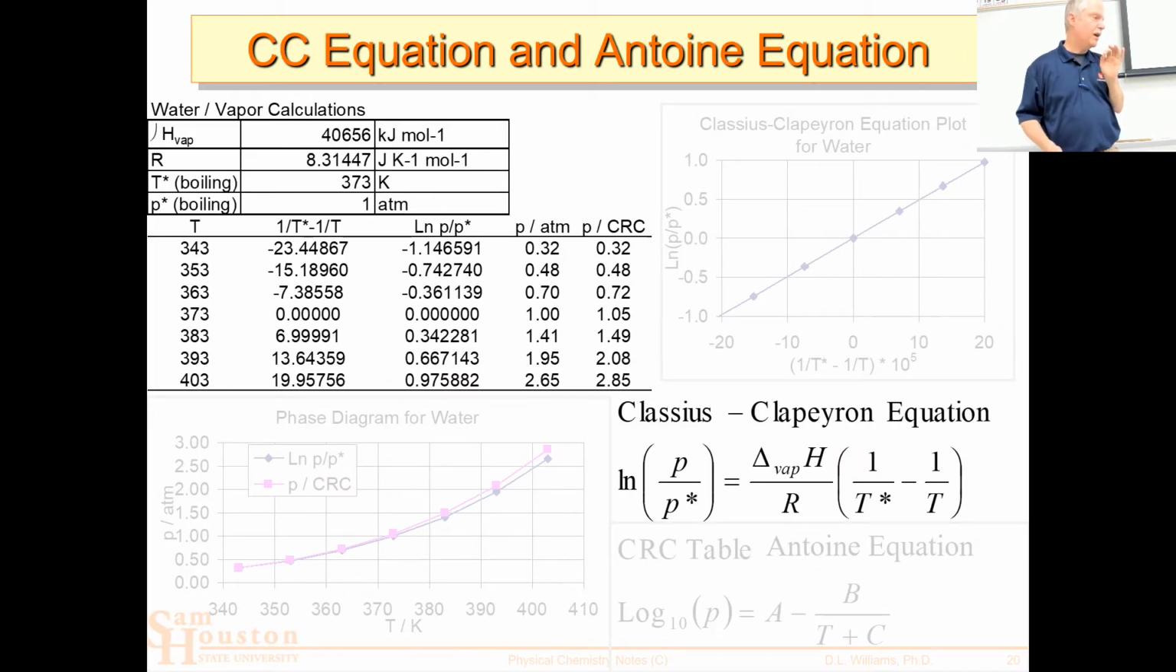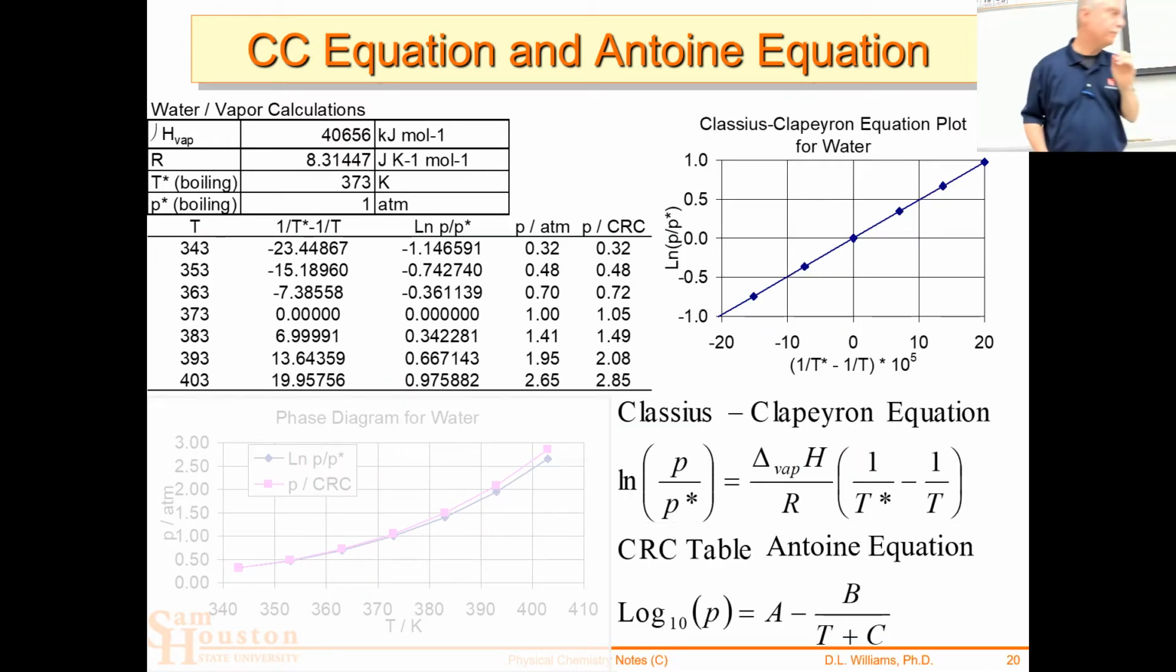And so here's another equation, the Antoine equation. You'll see Antoine coefficients or Antoine constants for various substances in the CRC. And so down here at the bottom, it's the log base 10 of pressure is equal to A minus B over T plus C. And so you'll have AA, AB, and AC listed in a lot of databases. And AA is Antoine A coefficient, AB is Antoine B coefficient, and AC is Antoine C coefficient. And you just put them in that Antoine equation. And these are just empirical fits to the experimental vapor pressure curve.